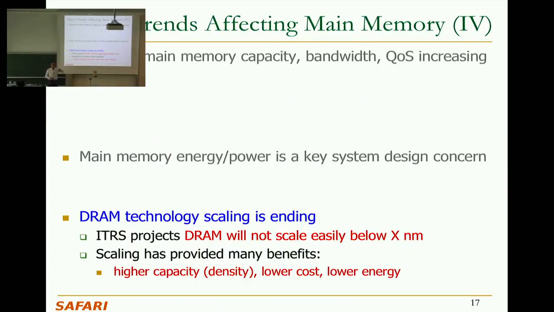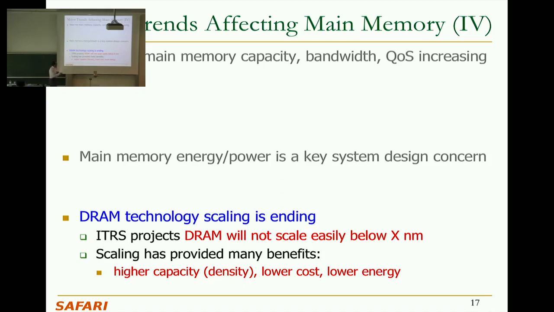What does scaling mean? Scaling means that you reduce the size of a DRAM cell, memory cell. And as a result, you get higher capacity, higher density, hopefully lower cost, and hopefully lower energy. Of course, lower energy is hard to maintain today in many cases. Even in processors, actually, we're beyond that point. But in memory, we hit the scaling wall even earlier.